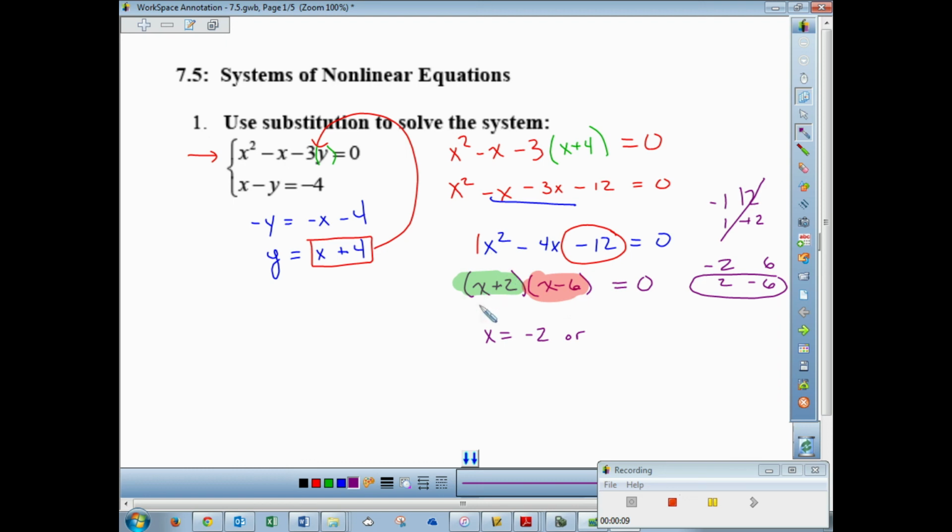What value of x would make the red thing 0? Either one of those two situations would be a true statement. What you could have done also is graph this blue thing, and that's where it crosses the x-axis, but unfortunately, they want you to do the algebra.